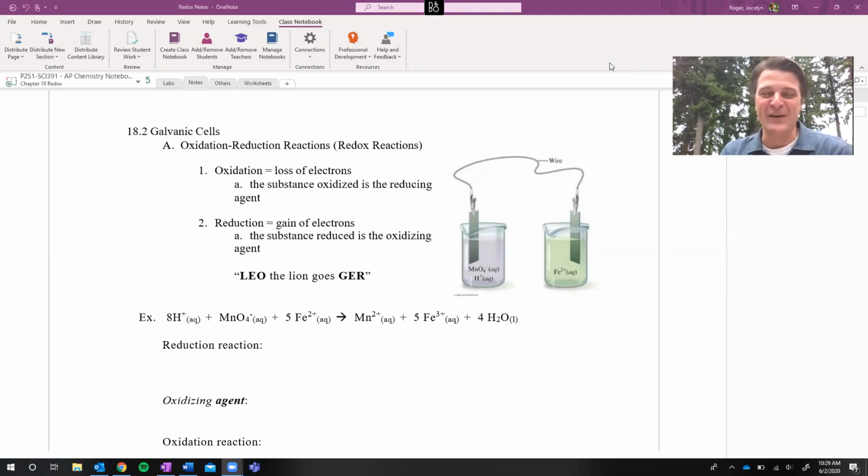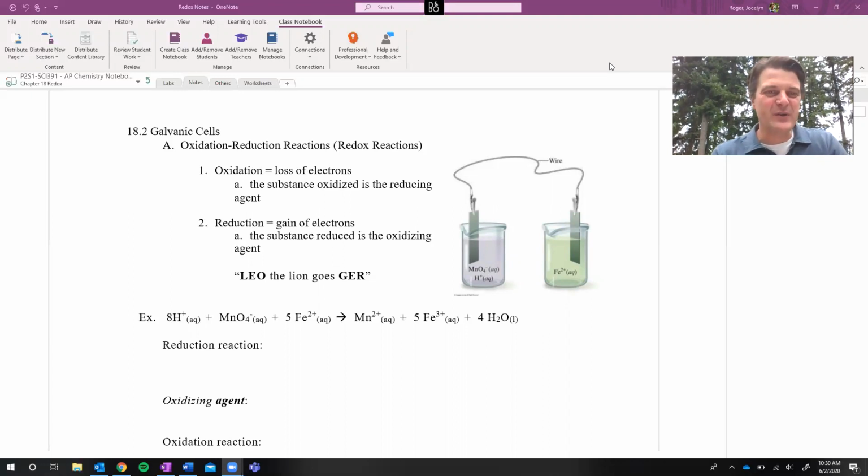Today's lesson is going to be on calculating cell potential. This is actually the third lesson on this topic. If you remember, we started out by balancing redox equations. We then assigned oxidation numbers. And now we're going to calculate the voltage that is generated by galvanic cells. So we're going to begin.